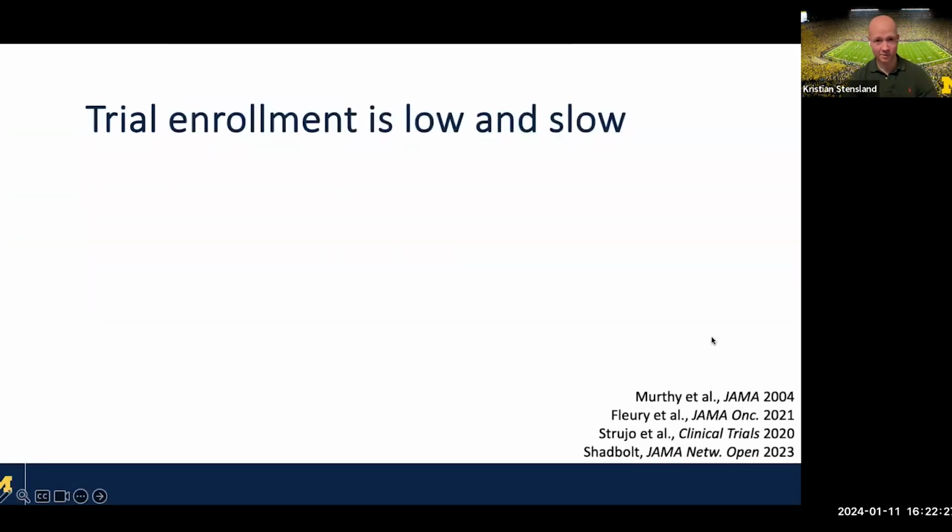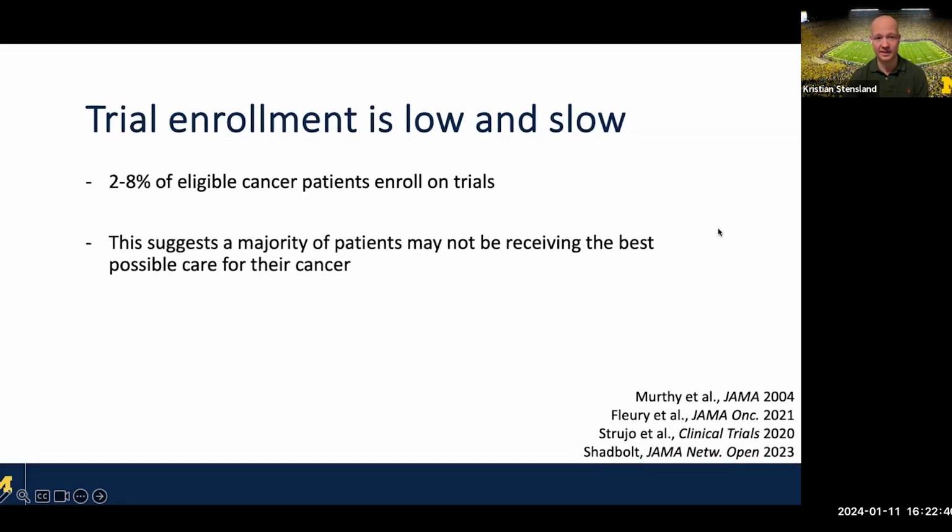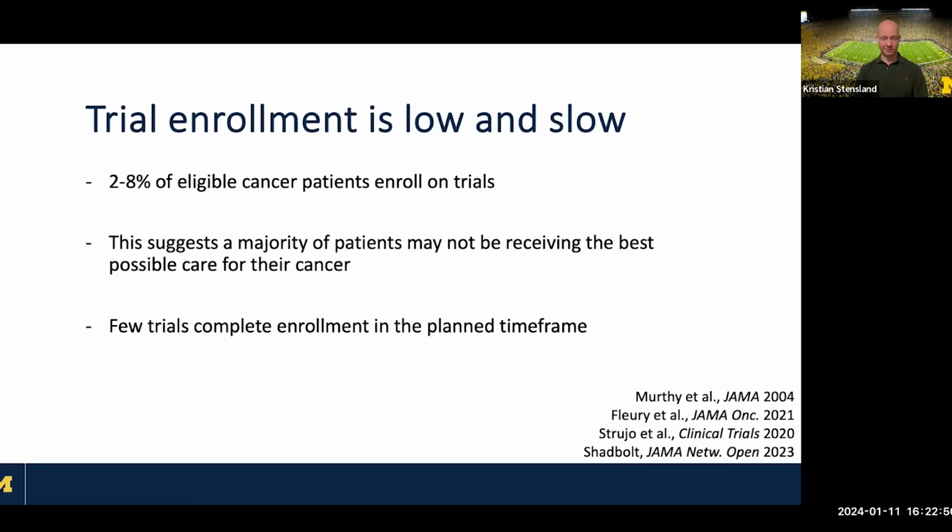And ultimately, trial enrollment is low and slow, and it's been this way for a really long time. At least in the world of cancer, about 2 to 8% of eligible patients will enroll on trials. This seems pretty similar to the benign urology space, but we haven't looked at it explicitly. And it suggests that a majority of patients may not be receiving the best possible care. Additionally, few trials across the board complete enrollment in a planned timeframe. This is both in cancer and non-cancer trials.